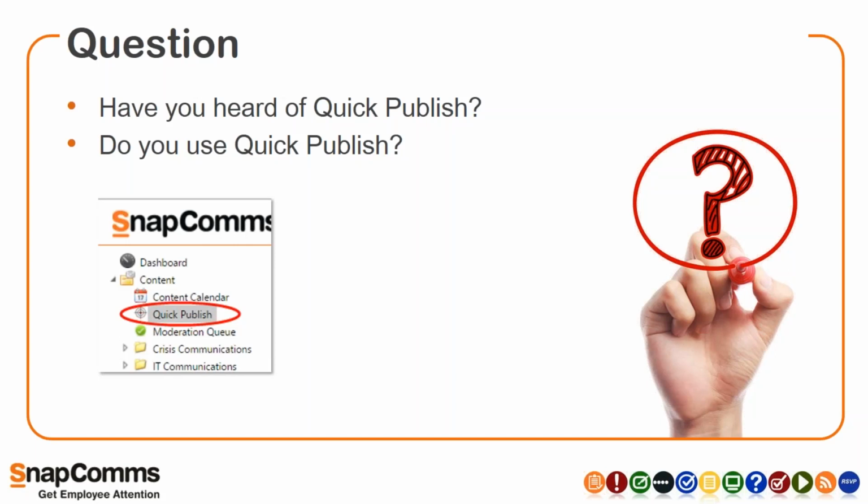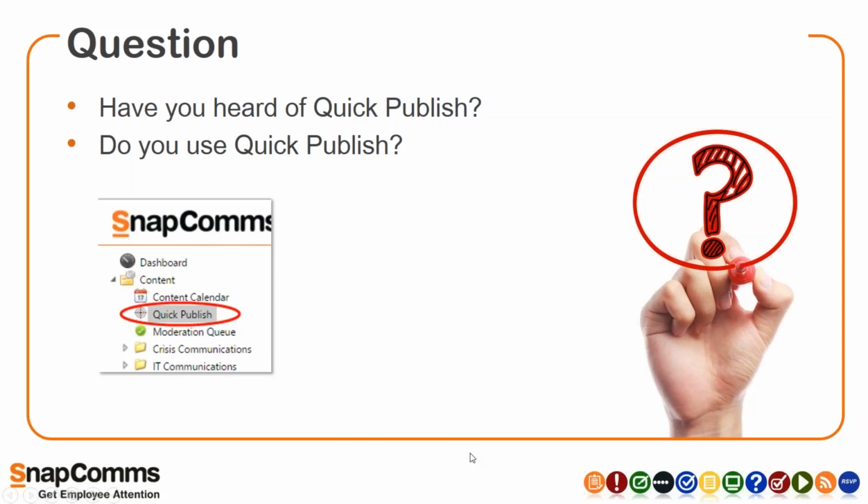Yes, it looks like most of you haven't heard of Quick Publish, which isn't surprising because we haven't really spent a lot of energy promoting it yet. But Quick Publish is an extra feature. It's not on by default. So if you don't see it here in your content manager under the content calendar, it's not going to be on for you. So it sounds like most people haven't necessarily heard of it and they don't use it. Okay, that's what I wanted to know.